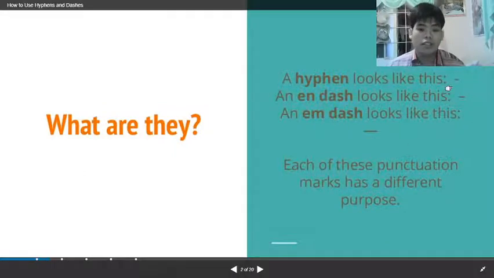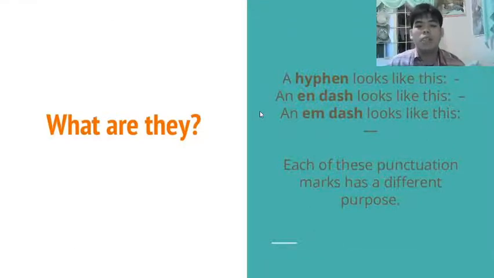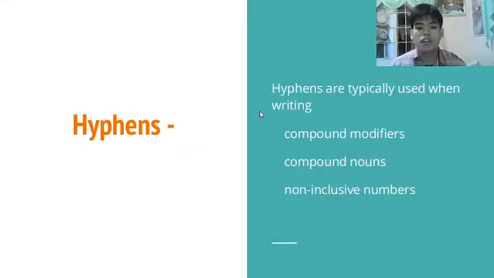So, this is a hyphen, so a little line. You have the N dash, the small version, and the M dash, the longer version. So, these are punctuation marks, and each of them may look similar, but they have different purposes. So, first of all is the commonly used among the three, the hyphen. So, hyphens are typically used when writing compound modifiers, compound nouns, the hyphenated compound nouns, and non-inclusive numbers.